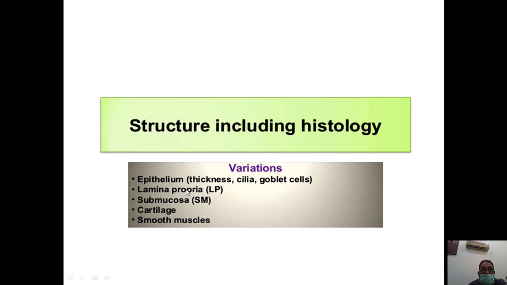Lamina propria will also be present in all the layers. Mucosa is present, but also shows variation. Cartilage is also present, but at some places it is absent. Smooth muscles are there throughout the whole respiratory pathway, but are sometimes absent in the distal part of the respiratory system. Now we will discuss one by one all these aspects of the histology.